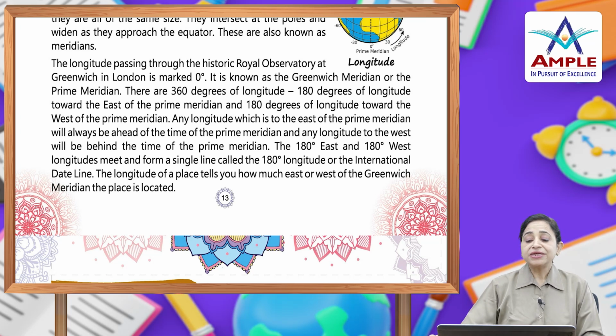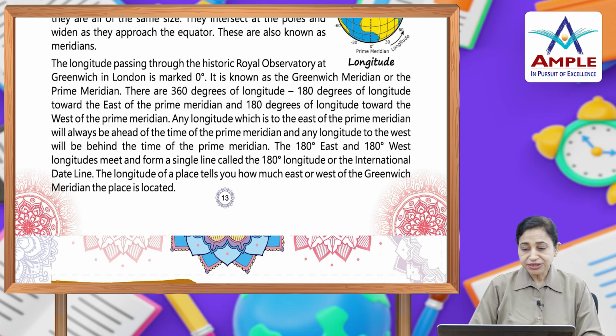It is known as the Greenwich meridian or the prime meridian. There are 360 degrees of longitude, 180 degrees of longitude towards the east of the prime meridian and 180 degrees of longitude towards the west of the prime meridian. Any longitude which is to the east of the prime meridian will always be ahead of the time of the prime meridian, and longitude to the west will be behind the time of the prime meridian.